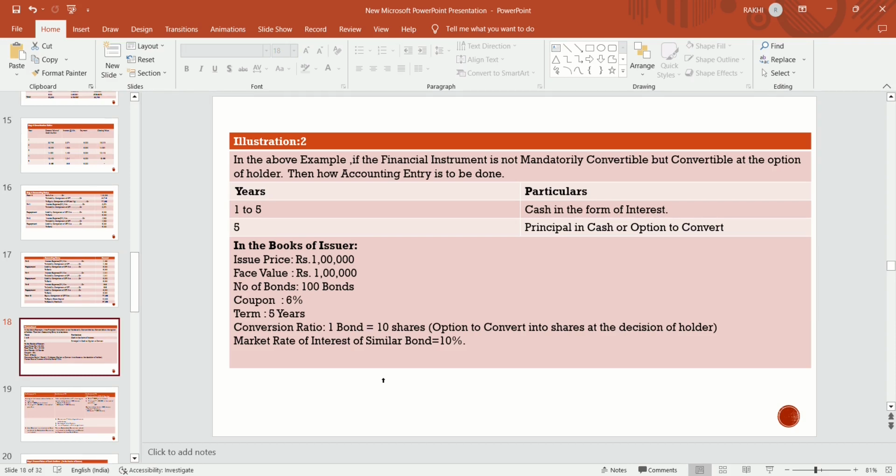In the books of issuer, issue price is 1 lakh and face value, the same example I am taking, the face value is 1 lakh, number of bonds is 100 bonds, coupon is 6% and term is 5 years. Convertible ratio is 1 bond equals 10 shares. Option to convert into shares at the decision of the holder. And the market rate of interest is 10%.